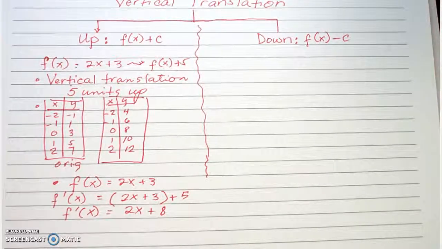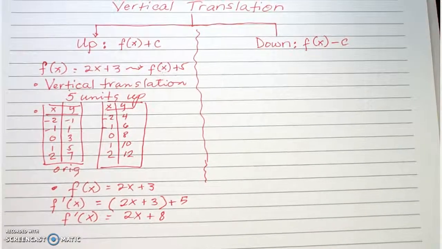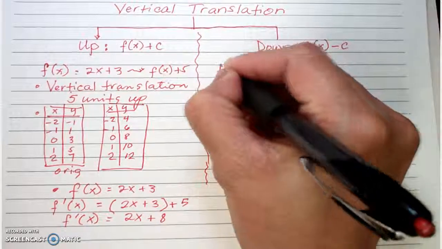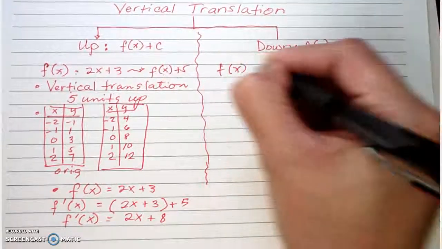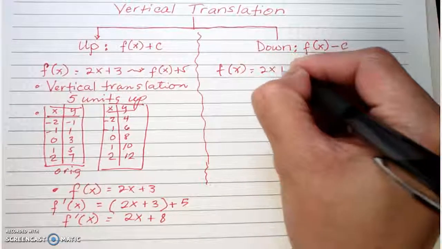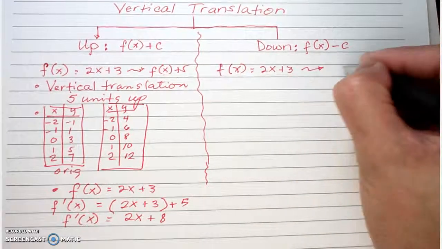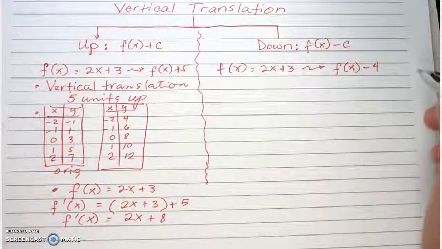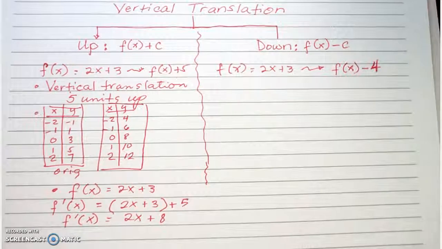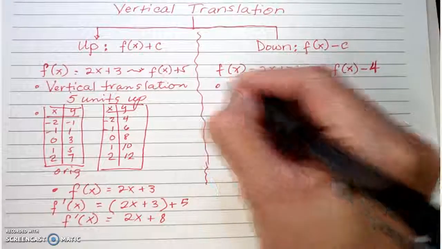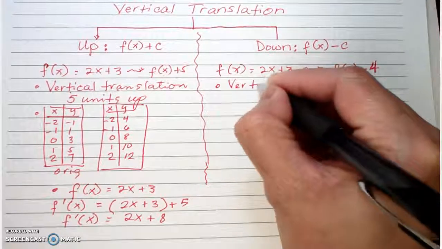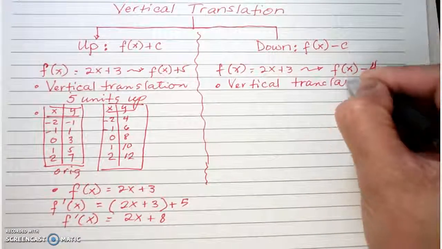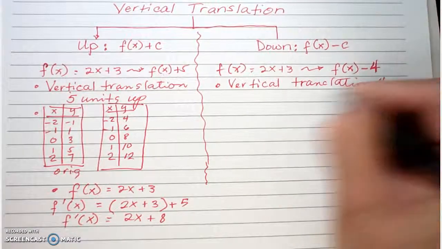Let us now give an example of the translation that moves down. Let's say we have the same function f of x equals 2x plus 3, but let's say you want your f of x to be a -4. Let's say you want it to be a -4. Again, describe it, and the description is a vertical translation 4 units down.